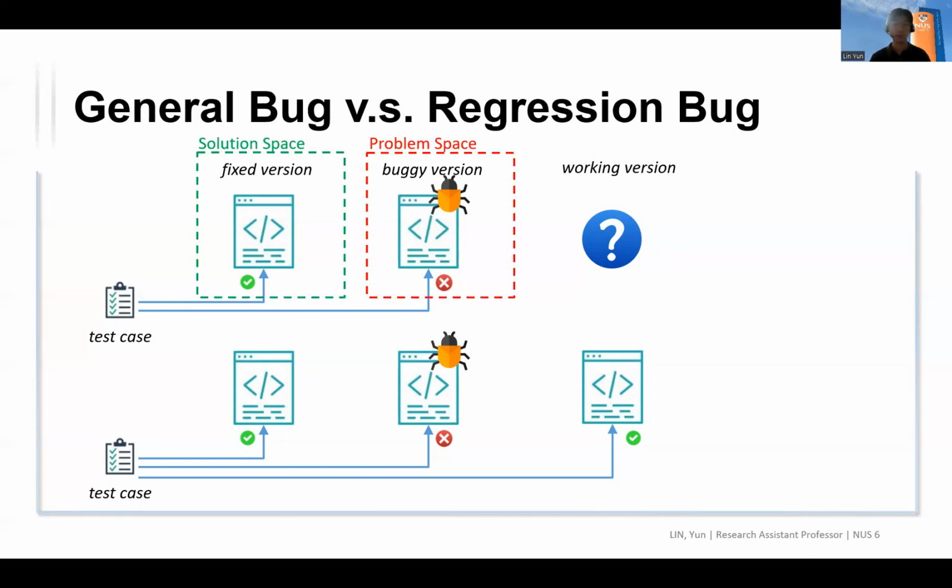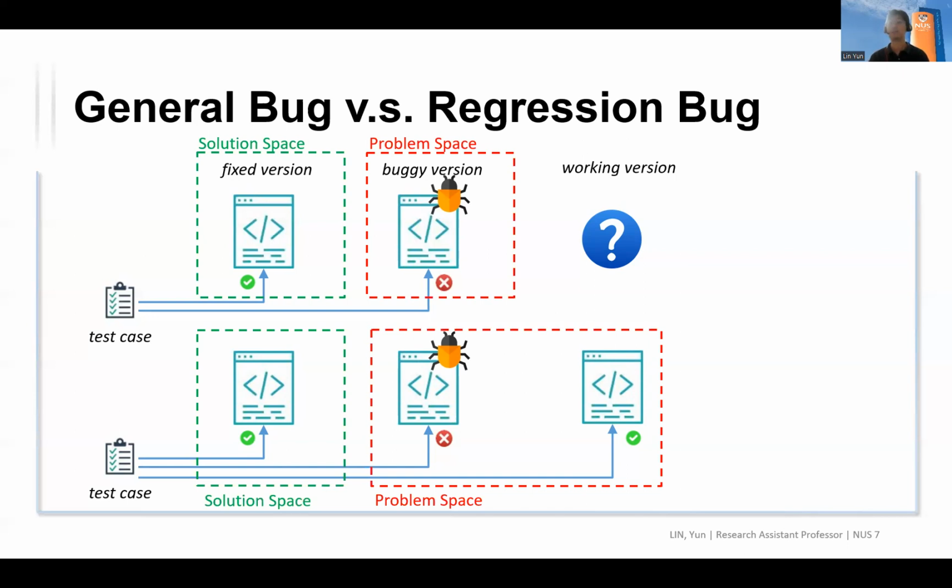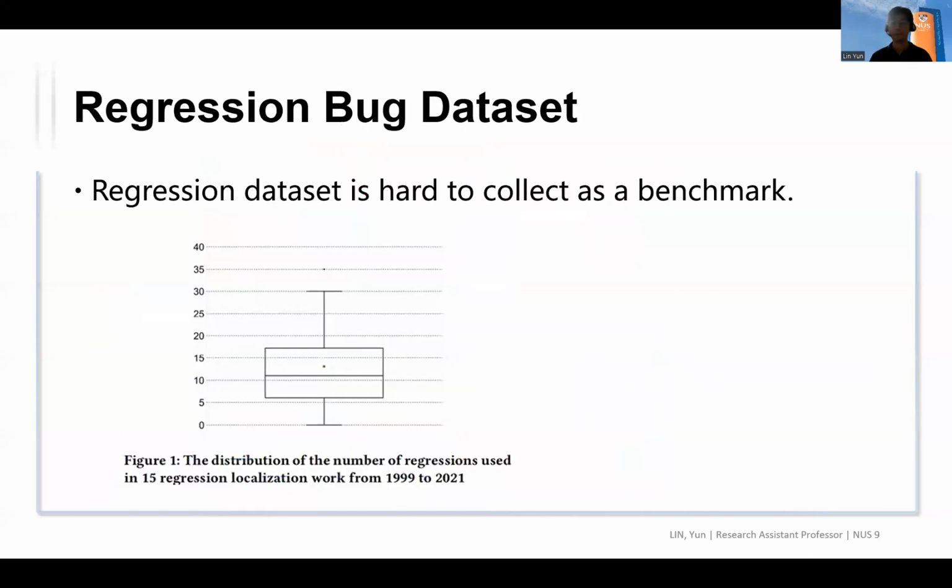In the problem setting of a general bug, we want to derive the fixed version based on the buggy version. In contrast, in the problem setting of a regression bug, we want to derive the fixed version based on the buggy version and the working version. We can see that the problem setting of a regression bug embodies a much stronger specification for us to localize and fix a bug in an automated way.